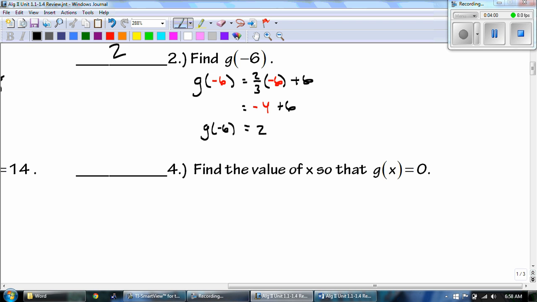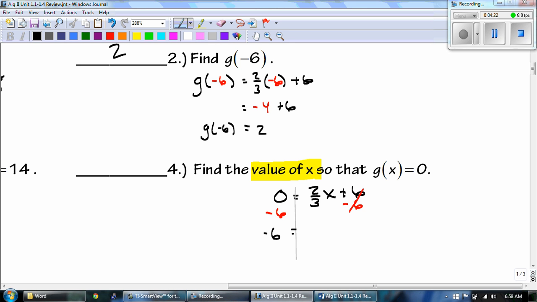All right, number 4, we're doing the same thing because it's saying find the value of x. I don't know what x is. So I'm going to set 0 equal to 2/3 x plus 6. And then all we do is solve. Okay? Following the rules of SADMAP, I'm going to subtract 6 to both sides.